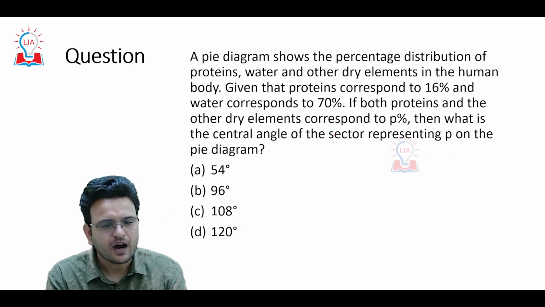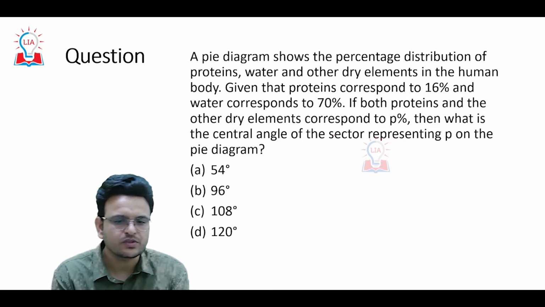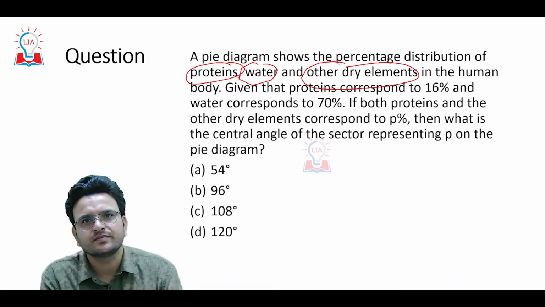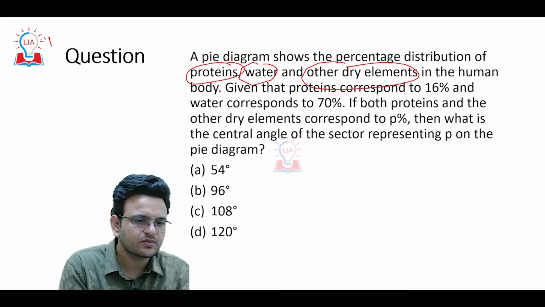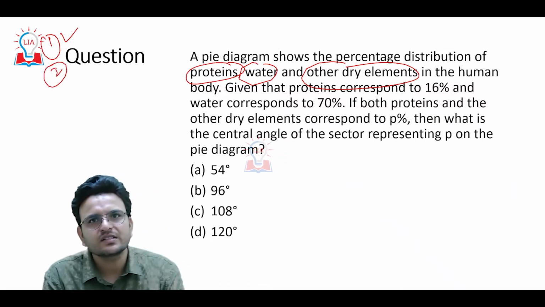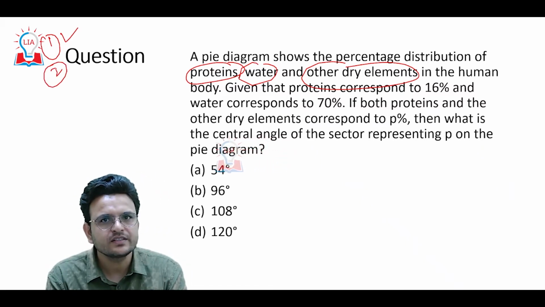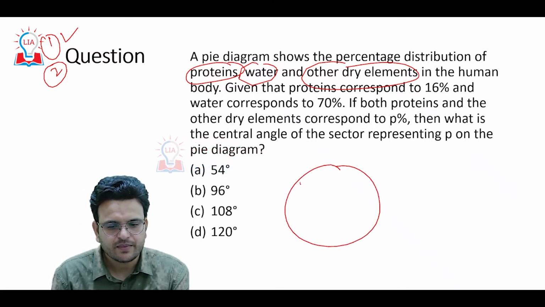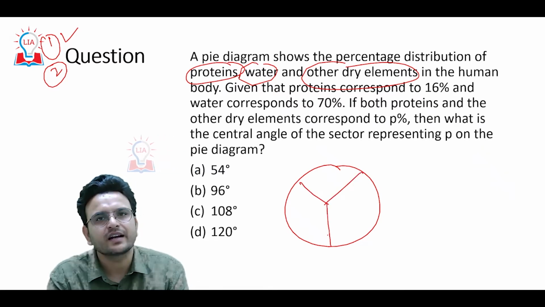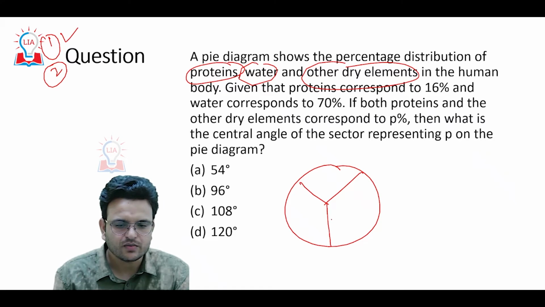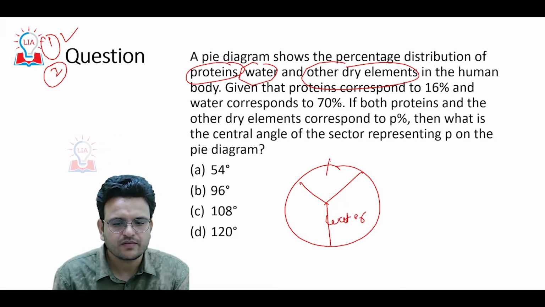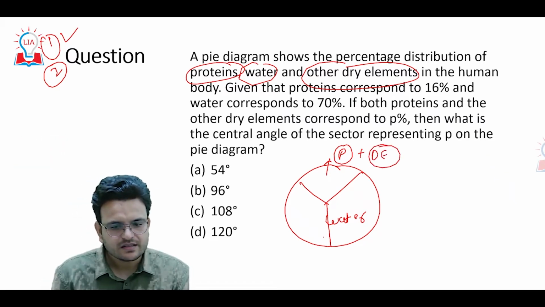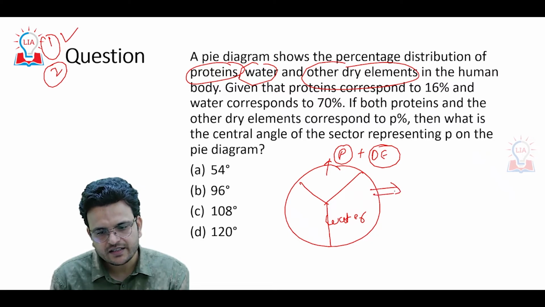Here, a pie diagram shows the percentage distribution of protein, water and other dry element. Again, I can say that like the first question we have solved, this is very easy. This question again is very easy. The only thing you have to know is this is a pie chart or pie diagram. Here, this pie diagram shows, consider water, protein and dry element. And this pie diagram is represented in percentage.